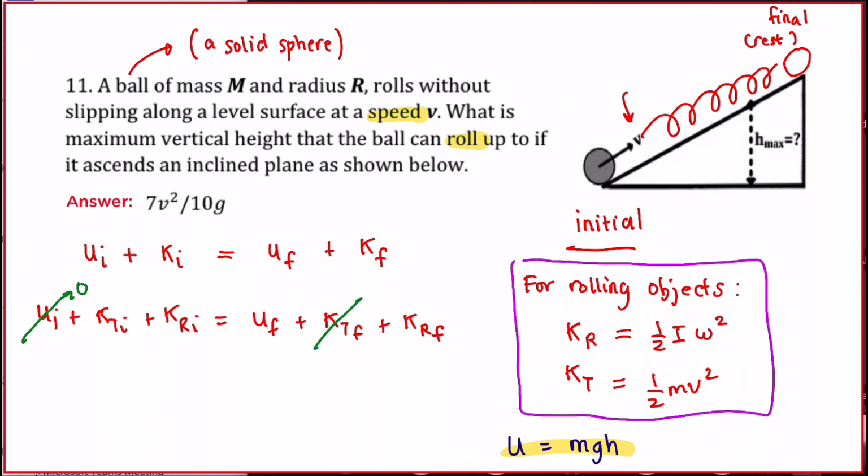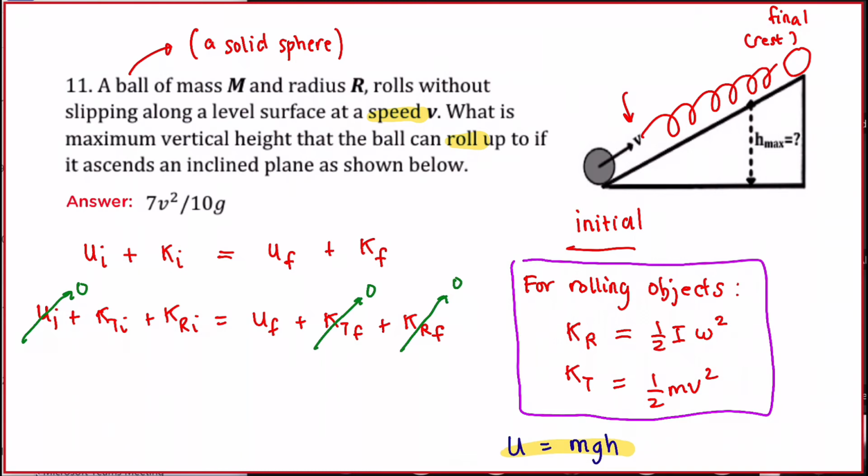Our KTF is going to be equal to 0, and our KRF is equal to 0. And of course, I'm going to ask you why. Anybody? Why is KT final 0? Please raise your hand if you want to answer. Yes, Hilal, go ahead. Because it reaches the maximum height. And it's at rest at the max.